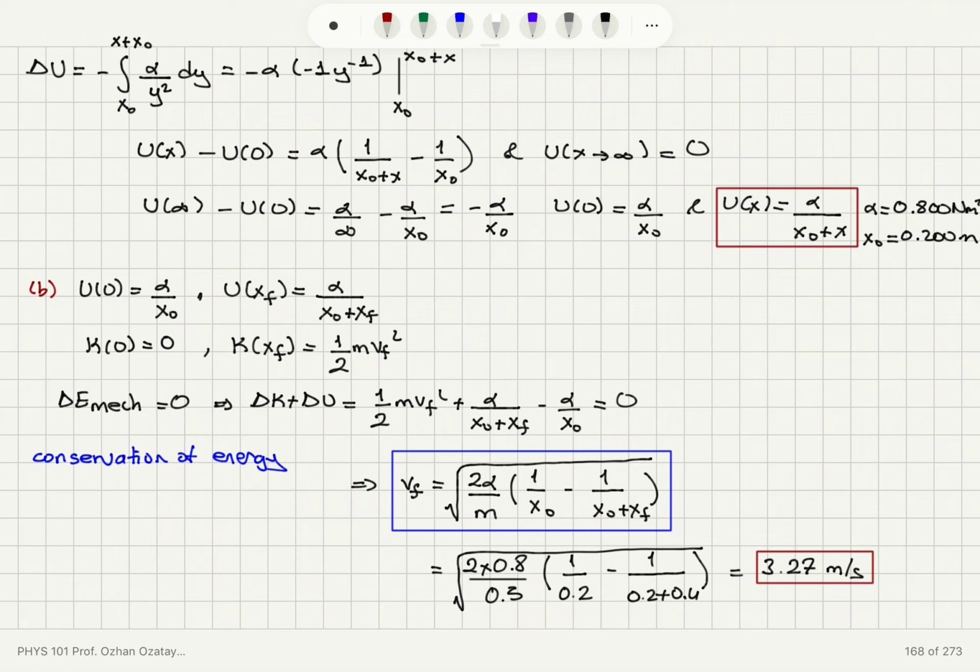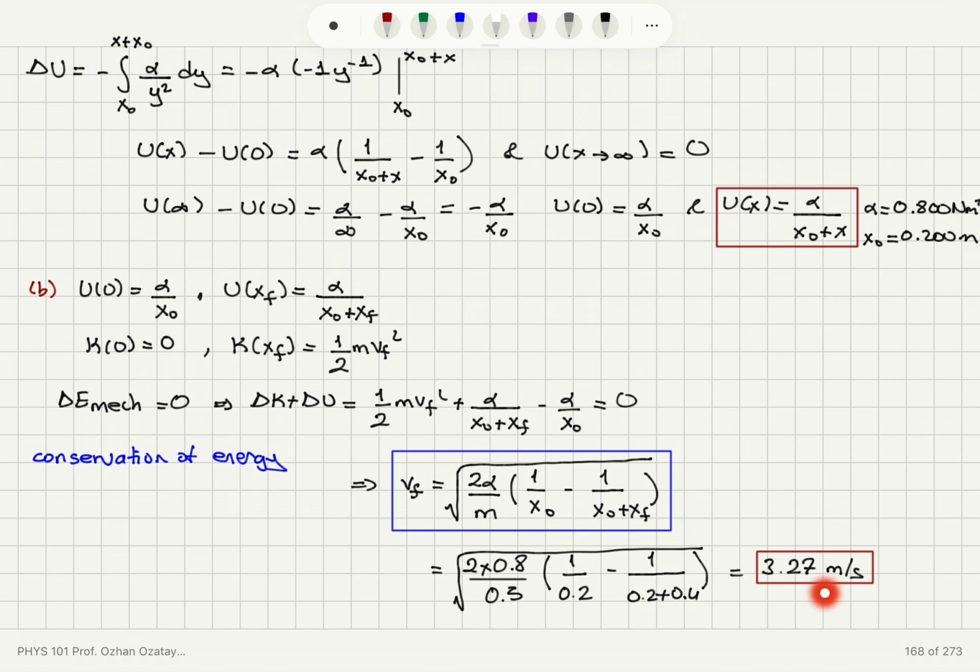And the change in kinetic energy is from 0 to 1 over 2 m v final squared, and the change in potential energy is from alpha over x0 to alpha over x0 plus x final, where x final is 0.4 meters. This equation, delta K plus delta U equals 0, gives us v final in terms of alpha, m, x0 and x final. If we substitute m 0.5 kilograms and x final 0.4 meters, we find the final speed to be 3.27 meters per second.